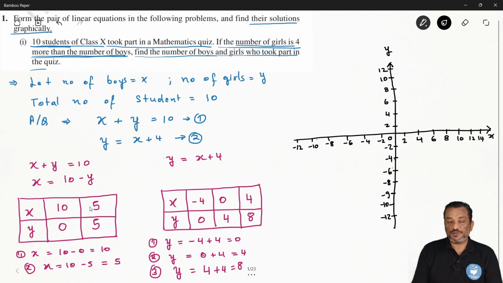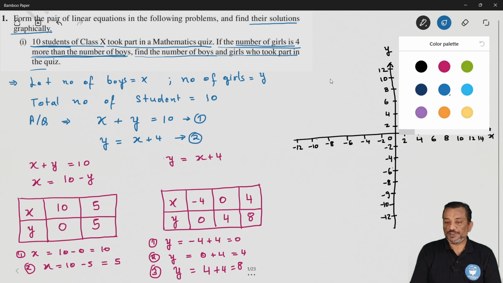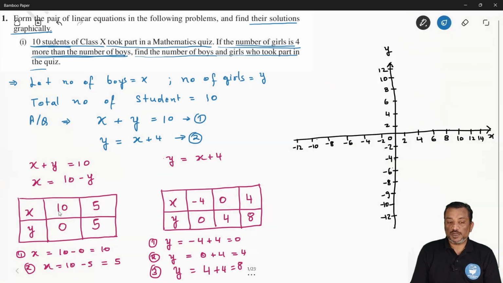अब सबसे पहले हम फर्स्ट टेबल को रिप्रेजेंट करते हैं. तो यहाँ पे मैं कलर चेंज कर लेता हूँ जिससे आपको समझ में आए. तो फर्स्ट हमारा कोऑर्डिनेट बोल रहा है x is 10, y is 0. So which means your graph will reach here. This is a point. Now second is x is 5, y is also 5. So this will come somewhere here, so this is 5 and this is 5.